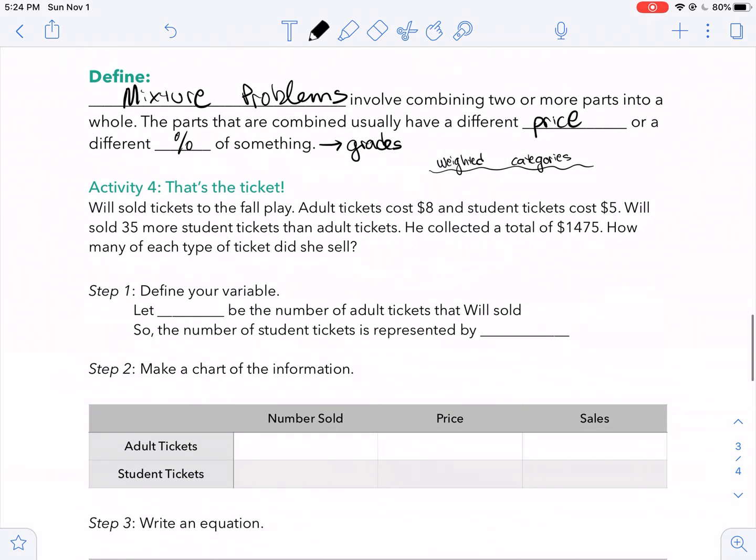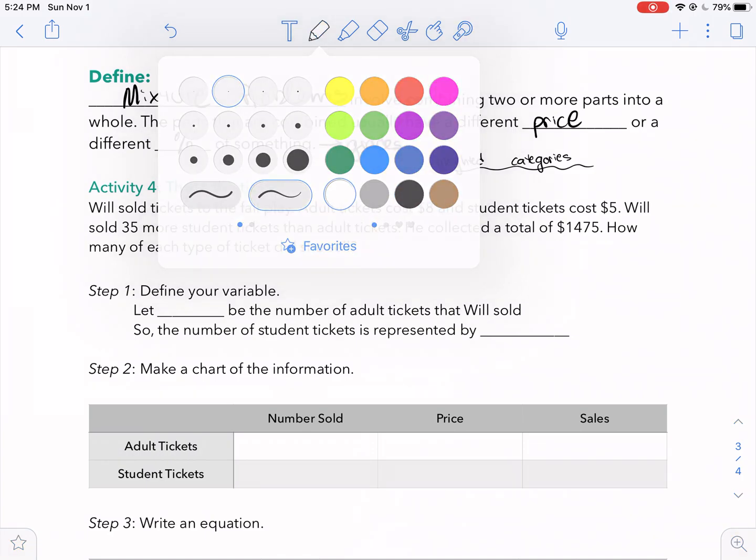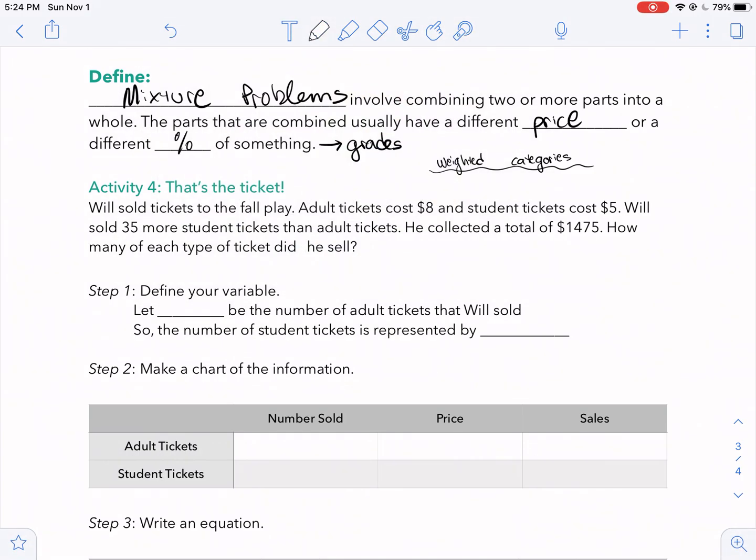Okay, so let's say that Will is selling tickets to the fall play, and that adult tickets cost $8 and student tickets cost $5. We also know that he sold 35 more student tickets than adult tickets, and that he collected a total of $1,475. So how many of each type of ticket did he sell? Well, let's find out.